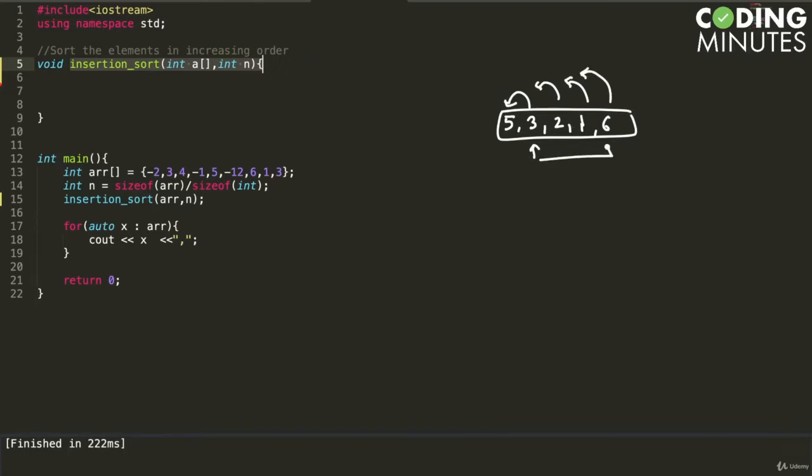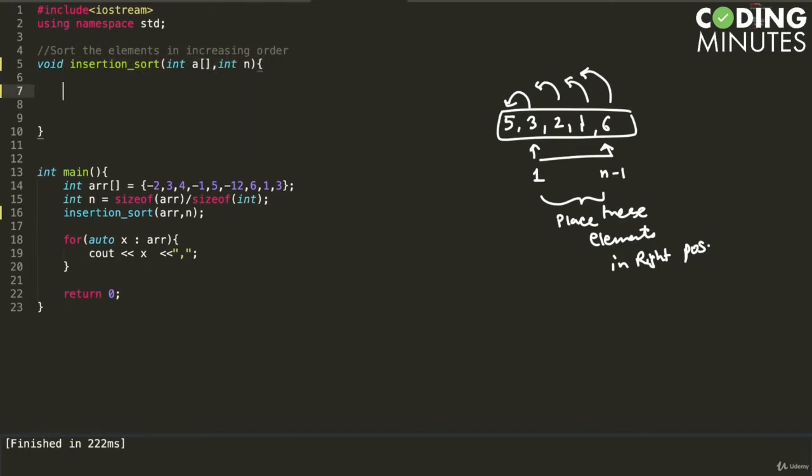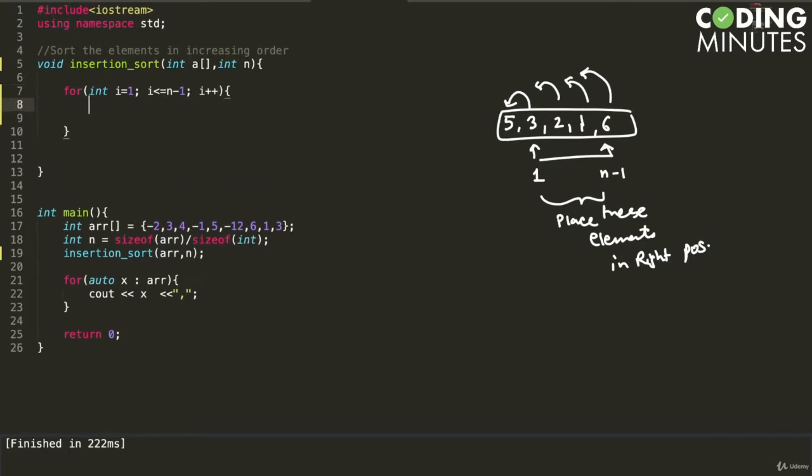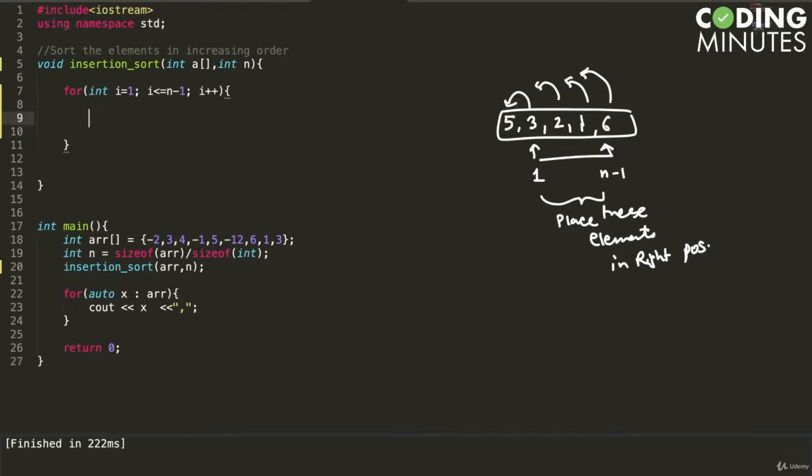So basically from 1 to n minus 1. Okay, so we start from index 1 until index n minus 1. We want to place these elements in the right position, in the right index. So what we are going to do, we are going to say for int i equals 1, i less than equals n minus 1, or i less than n, i plus plus. So effectively we are going to run this loop n minus 1 times, because if n minus 1 elements are in the right index, then everything is sorted.